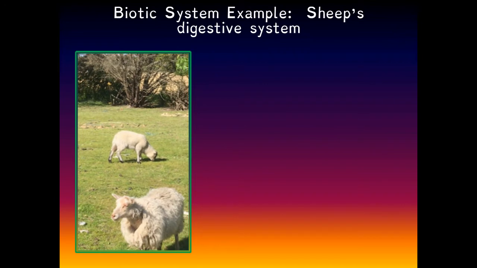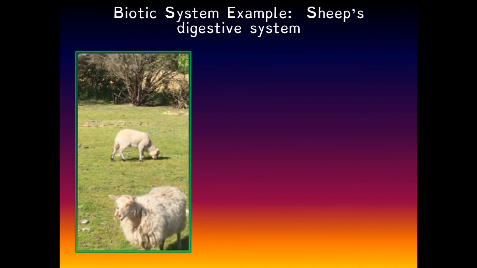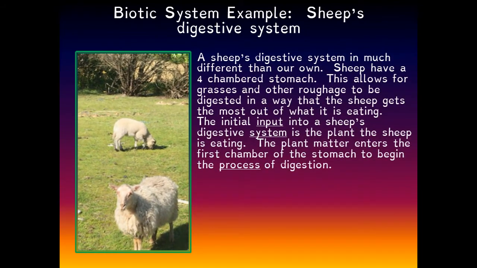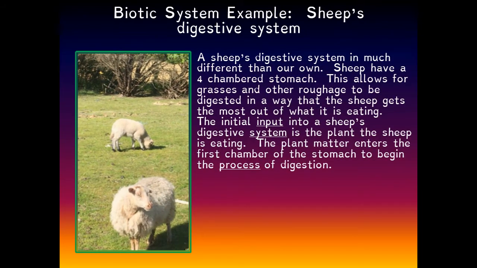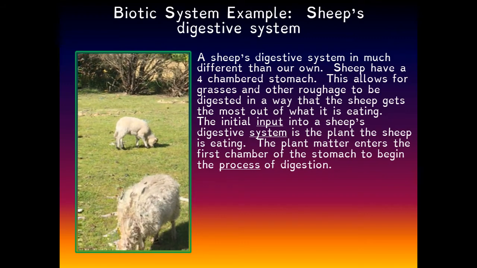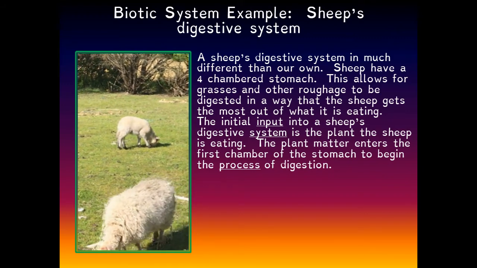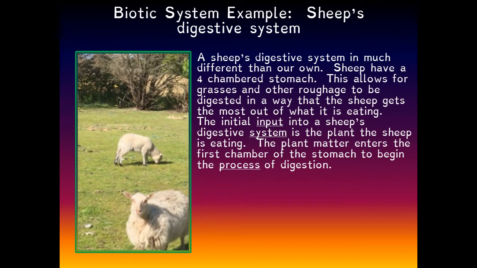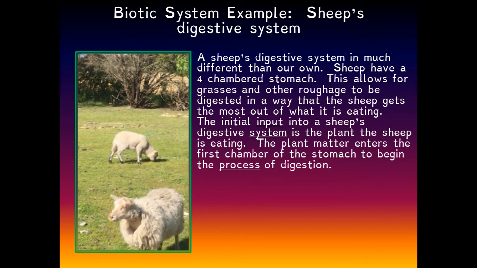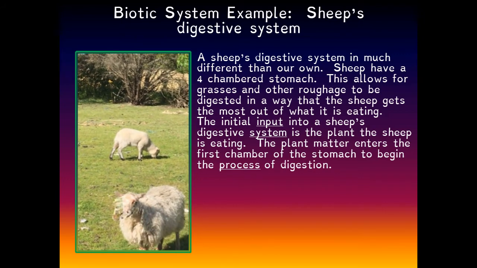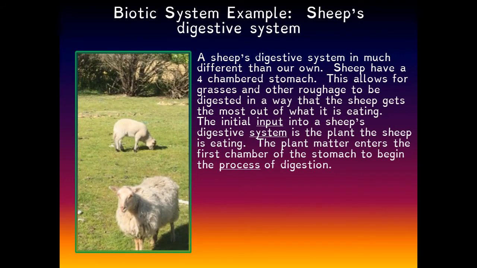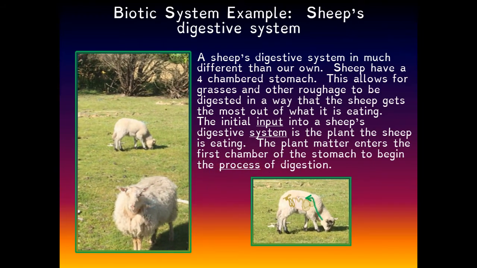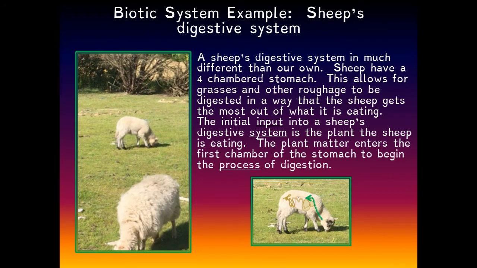So in this short video clip here, you can see a picture of one of my lambs out in the pasture eating. Now, it's really important to understand that a sheep's digestive system is much different than our own. Sheep have a four-chambered stomach. This allows for grasses and other roughage to be digested in a way that the sheep gets the most out of what it is eating. This is essentially what that four-chambered stomach looks like.